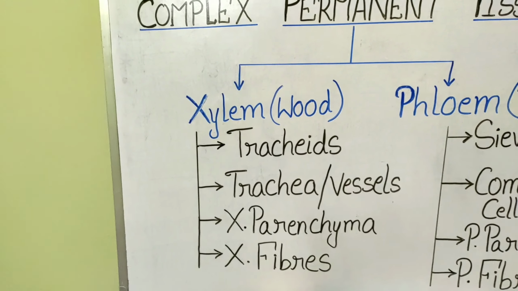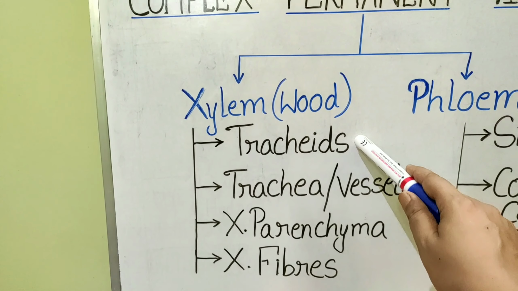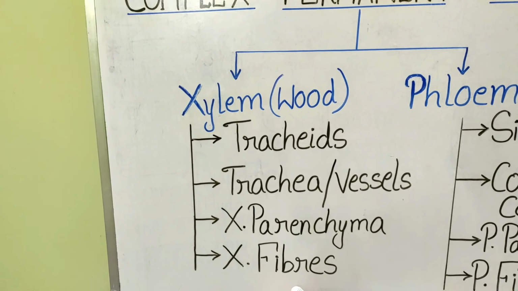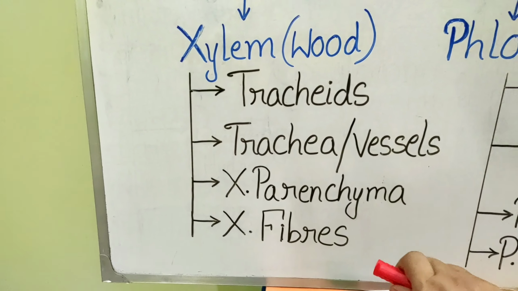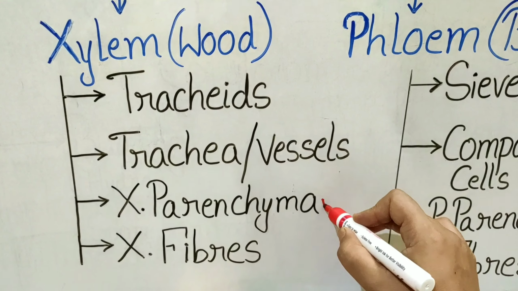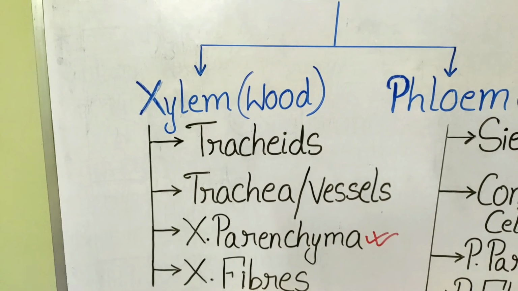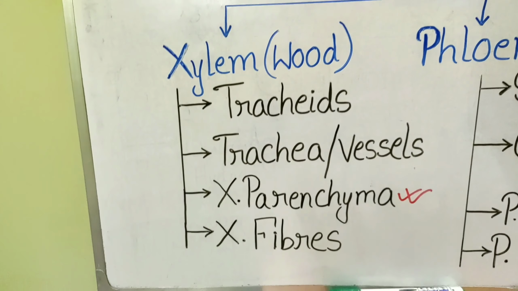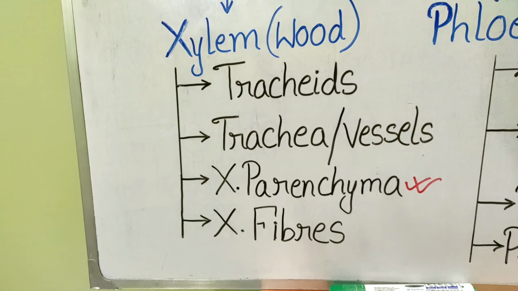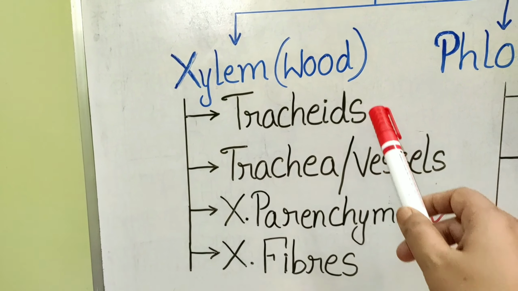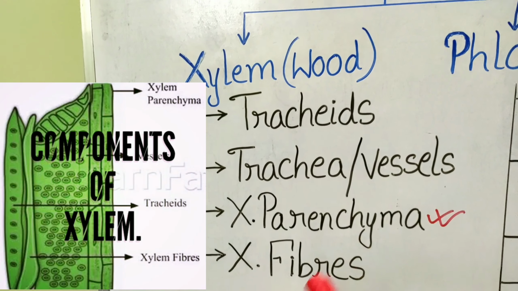Now xylem is primarily made up of dead tissues. So what are the dead tissues here? The tracheids are dead tissues, the trachea are dead tissues, and the xylem fiber is dead tissue. Which is not dead, let us write it with red, that is your xylem parenchyma. It is made up of parenchyma tissue, and when we read about the simple permanent tissues, we came to know the parenchyma tissues are made up of living cells. So out of these 4 components, which one is living? That is xylem parenchyma, and the rest 3, that is tracheids, trachea or vessels, and xylem fibers, are made up of dead components.